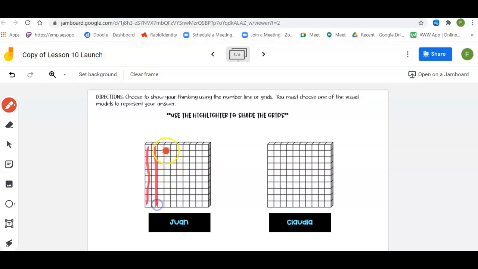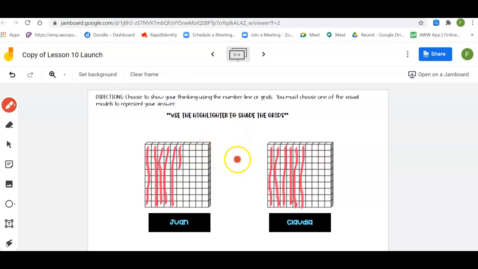10, 20, 30, 40, 50. 1, 2, 3, 4, 54/100s, and we got 6/10 for Claudia. 1, 2, 3, and I need 6 of these because remember 6 of them are going to be the same as 60 hundredths, 5 and 6.